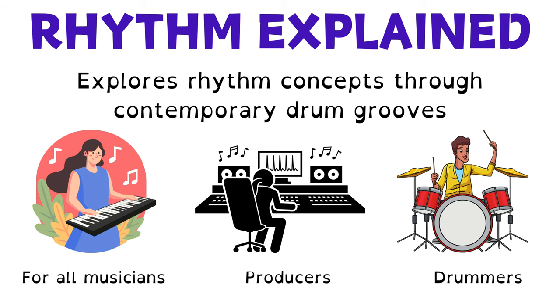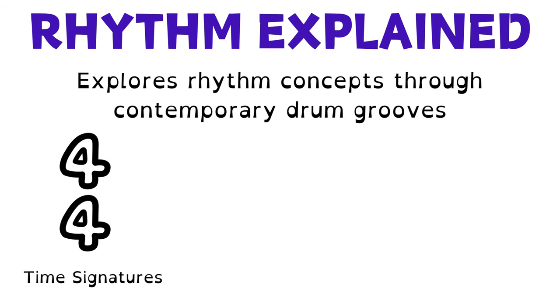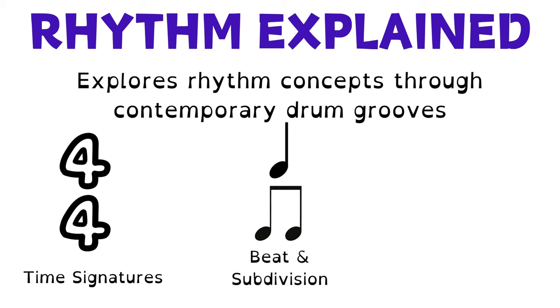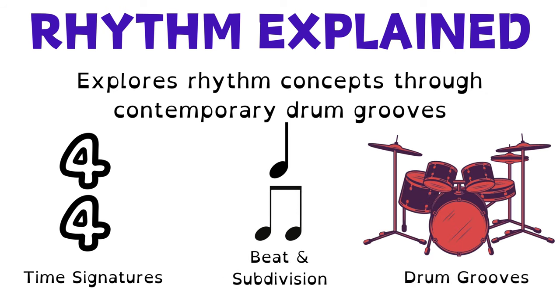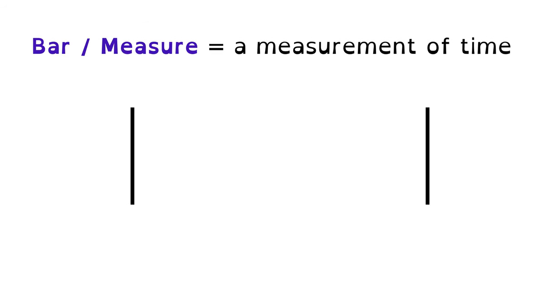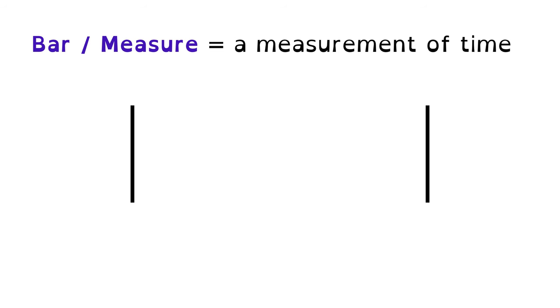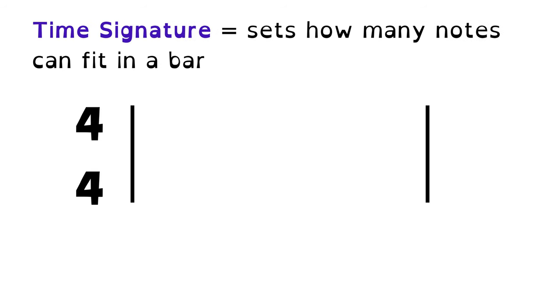By the end of the video, you should have a deeper understanding of time signatures, beat, subdivision, common terminology, and how drums can create a groove. So let's start with a measurement of time, which is called a bar, or a measure. We're going to set the time signature to 4/4.